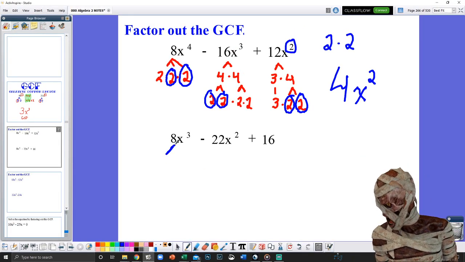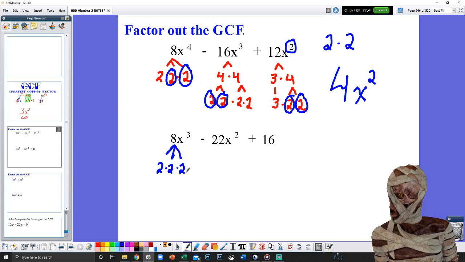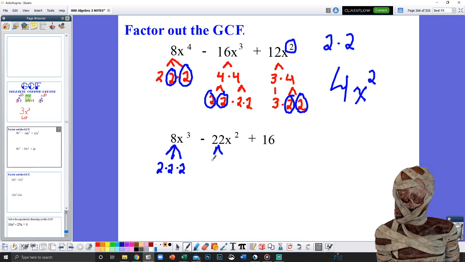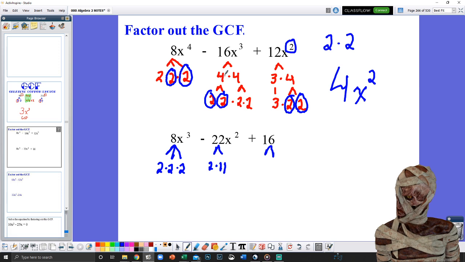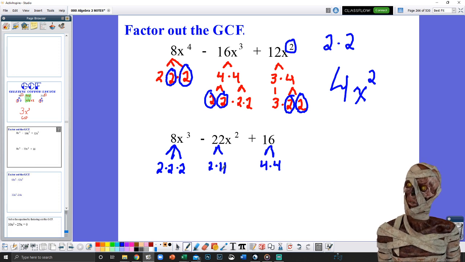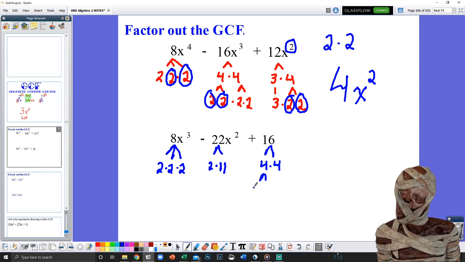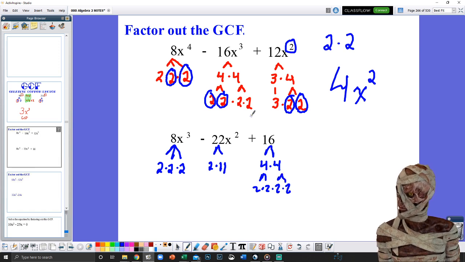Alright. 8. 8's the special one, remember. I make that 2 by 2 by 2. 22, my options here are only 2 and 11. 16. We already did 16 right here, so hopefully you got that one right. And we had done 8 already, so really the only new number you were doing was 22. This is 2 by 2 by 2 by 2, just like this one.